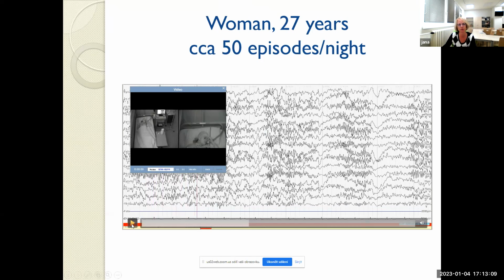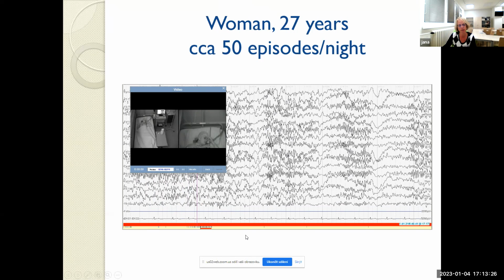This is a woman, 27 years old, and this woman had so many episodes, about 50 per night, when she was sleeping, opening her eyes, closing eyes, and you see this pattern. These are generalized epileptiform discharges. So the girl was after all diagnosed with generalized epilepsy of Jeavons type, which is probably beyond this session. So it is about epilepsy, but she just opens the eyes, closes the eyes. So disruptive sleep, but it is epilepsy.